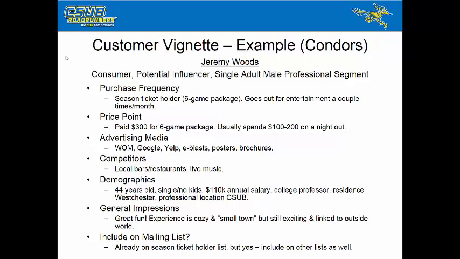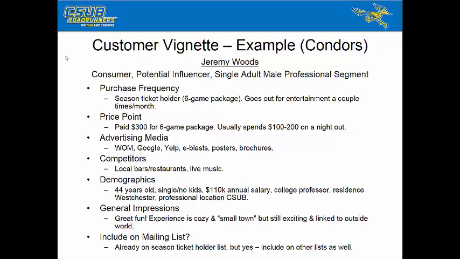Advertising media that I'm willing to use. I pay a lot of attention to word of mouth, so any kind of recommendations that other people give me for activities to do on the weekend, I pay very close attention to. If I don't have any suggestions from other people, I will do a Google search and just find new things to do in Bakersfield sometimes. If I find any Yelp reviews of restaurants, bars, or live music places, I will pay particular attention to Yelp reviews.